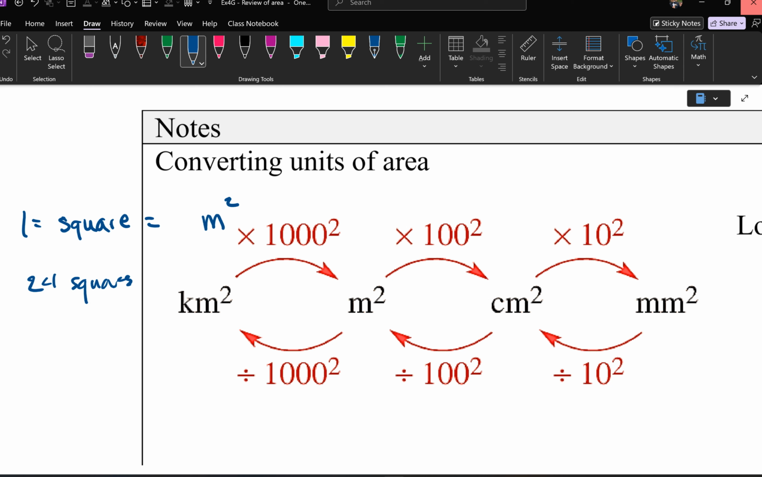Anyone have a clue? 10 square meters? Well, that's pretty close. It's 9. 1 square is equivalent to 9 square meters. Now, if you think about it, 9 square meters, if I drew a square, to get 9 squared meters, what should the length be?